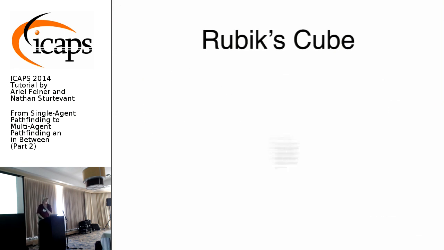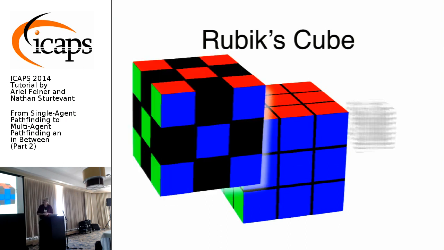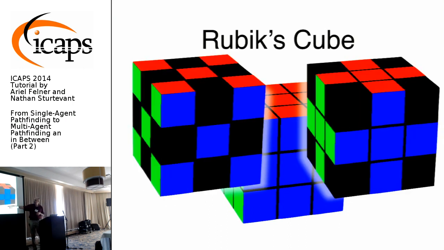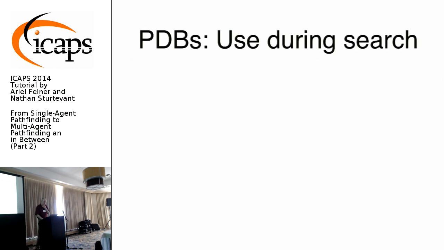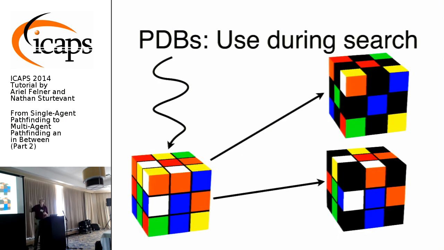And I'm going to use Rubik's Cube as an example. I assume most people will be familiar with the process of abstraction. So that's the original Rubik's Cube. On the left-hand side is the corner abstraction. On the right-hand side is the edge abstraction. And we use these during search. That is, I come to some arbitrary state, and I find out, well, what is the corner abstraction? What is the edge abstraction of these states? I want to look these up in my pattern database to get a heuristic out of them.